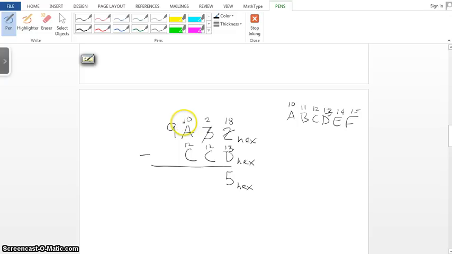Can't take 12 away from 2. Let's borrow from this 10, which makes it a 9. And the 2 plus 16 is 18. 18 minus 12 is 6. That's okay. Alright, can't take 12 from 9. So let's borrow from this 9, make it an 8. 16 plus 9 is 25, minus 12 is a 13, which is a D. D goes there. 8 minus nothing is 8. 8D65 hexadecimal, that's base 16.